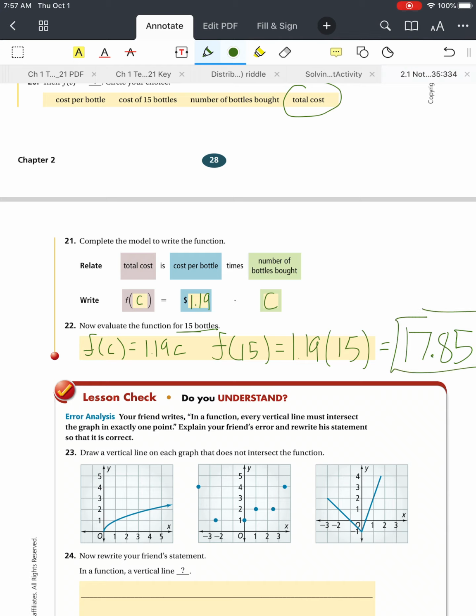Yes, could you have figured this out without the fancy function notation? Sure. But this is just getting a little bit more fancy, and it is used a bunch, this notation, so we've got to get familiar with it and understand what it looks like and how to work with it.